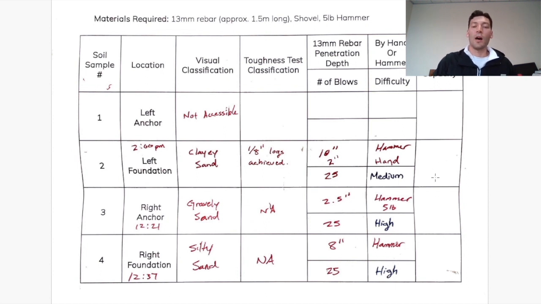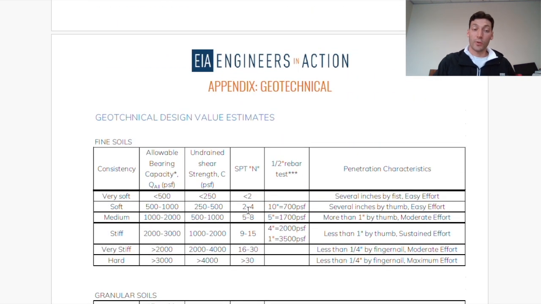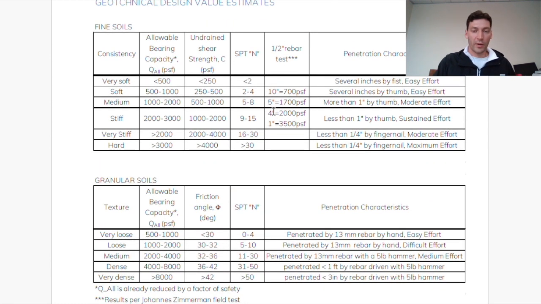But for right now, that would complete the chart. This is all that we test while we're in the field at the site. We visually classify, then we move to the toughness test classification, and then finally we move to the rebar penetration test. And after completing all those things and taking the photos for you, we can take this information and using the design value estimate tables, which are in the appendix of the technical survey form, we can see, and I'll show you in the next video, how to go through these tables and assign allowable bearing capacities.